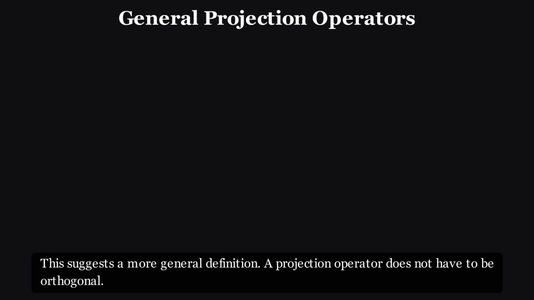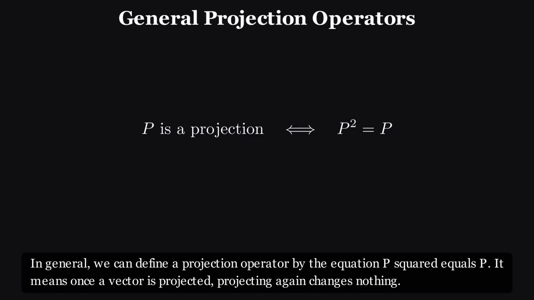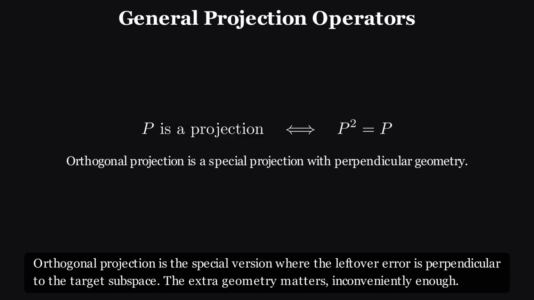This suggests a more general definition. A projection operator does not have to be orthogonal. In general, we can define a projection operator by the equation P squared equals P. It means once a vector is projected, projecting again changes nothing. Orthogonal projection is the special version where the leftover error is perpendicular to the target's subspace. The extra geometry matters, inconveniently enough.